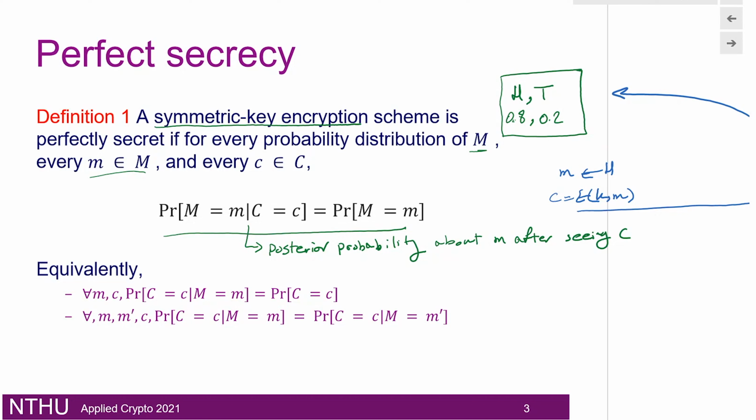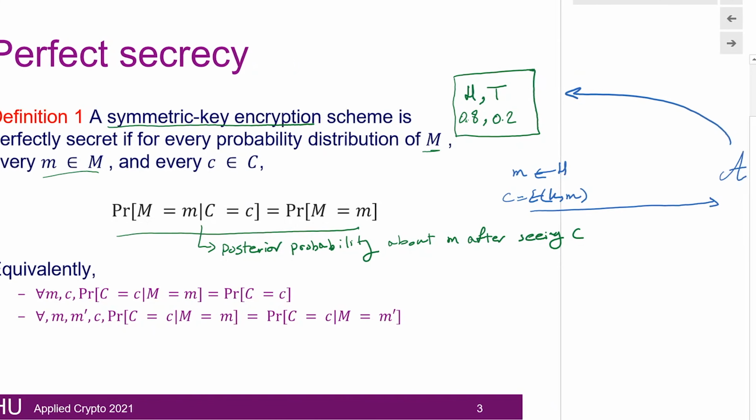Meaning that even though he has spent a lot of computational power, there's nothing else than just the probability of the message itself that he's going to learn. And that's why systems that satisfy this definition are called perfectly secure or unconditionally secure.